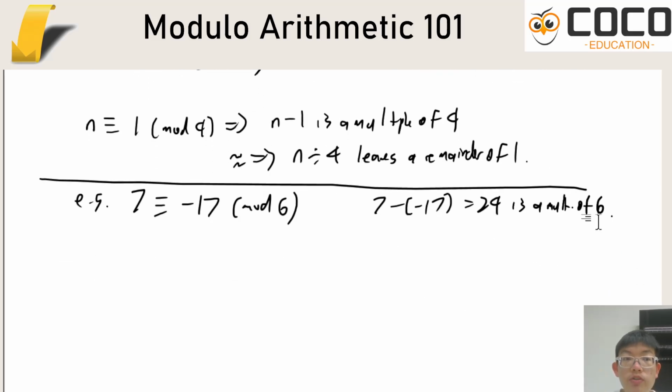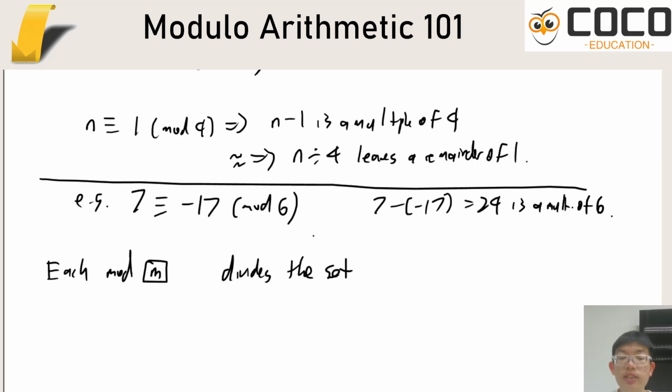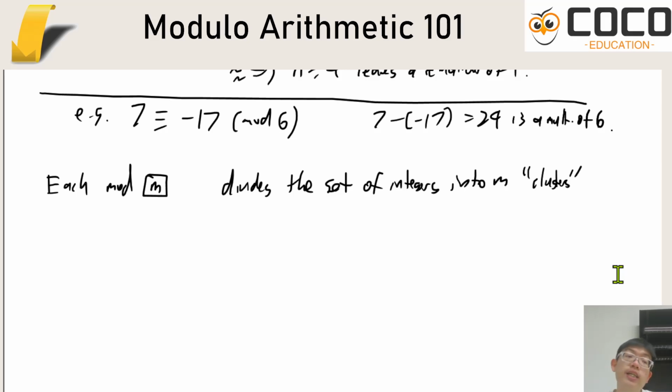Intuitively, how you should view it is that each mod, let's say mod m, divides the set of positive integers and negative integers, so just the whole set of integers, into m clusters. Now, I'm using the word clusters. The technical term would be equivalence class, but that is maybe a bit too technical, so we'll just say clusters.